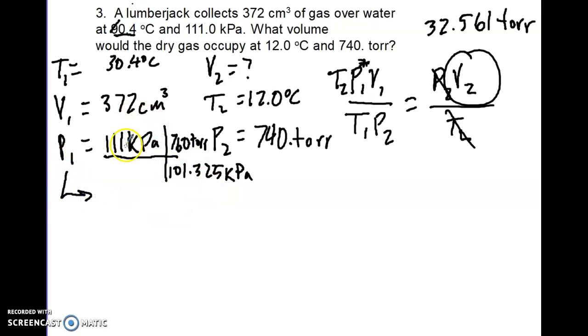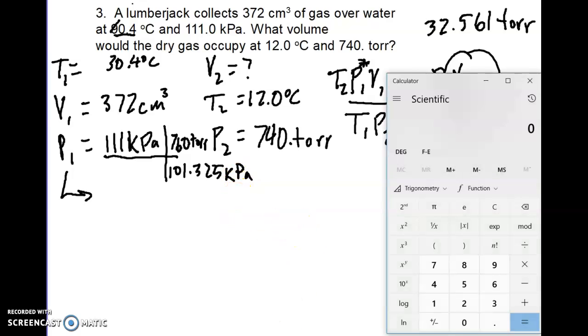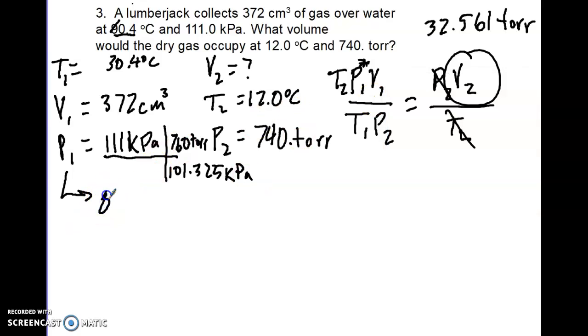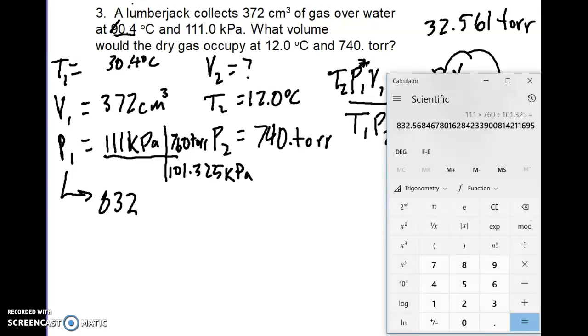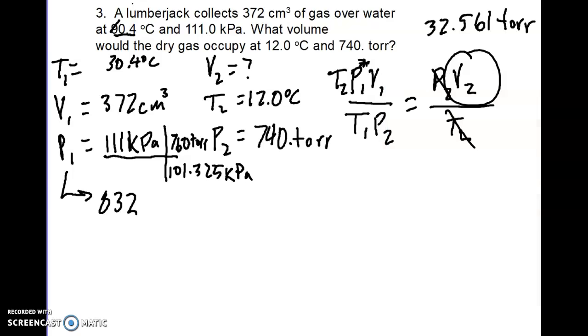That would give me a P1 pressure of 111 times 760 divided by 101.325 equals 832. So it's a higher temperature, higher pressure. 832, 833 actually, 833 torr. Pretty high pressure.